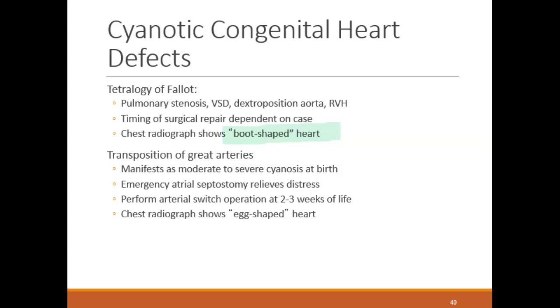So after they do that, it's called an atrial septostomy, which is really just cutting a hole in between the two atria. That's going to relieve the distress, and then that buys them some time. And then a couple weeks later in life, they'll do more extensive surgery. This is classified usually with an egg-shaped heart on chest X-ray.